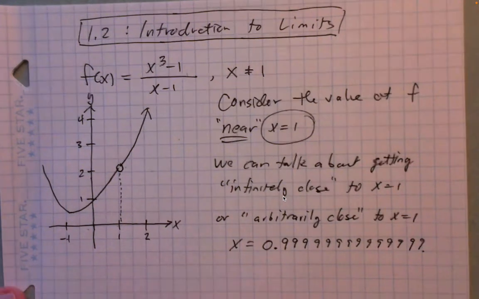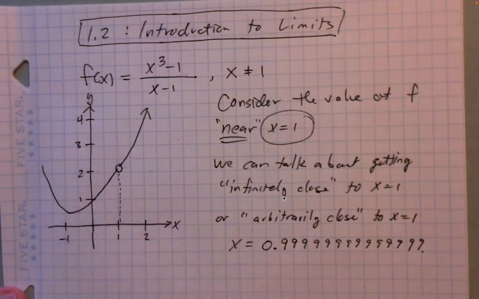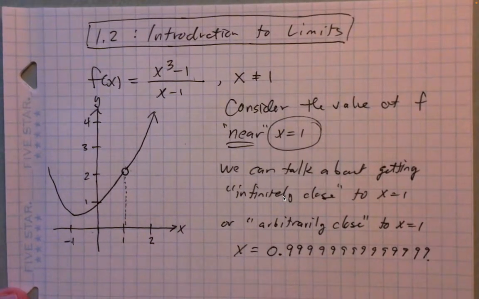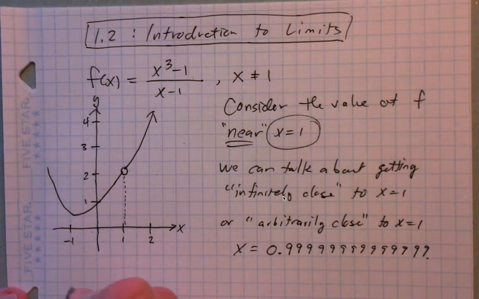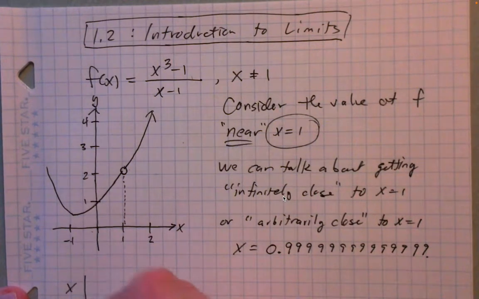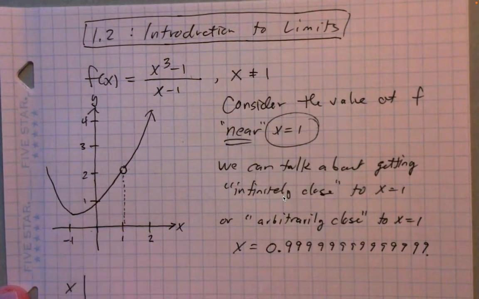Okay, so let's take a look at what happens when we get very close to the value of x equals 1. So I'm going to just put some values on here, some example values.